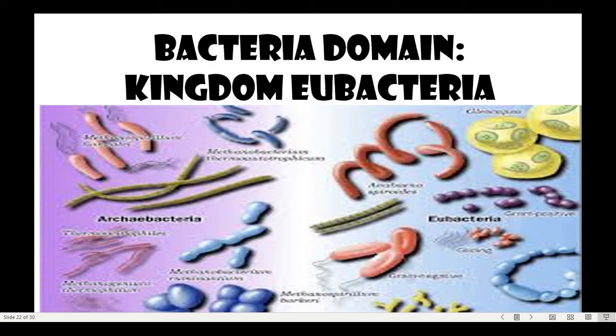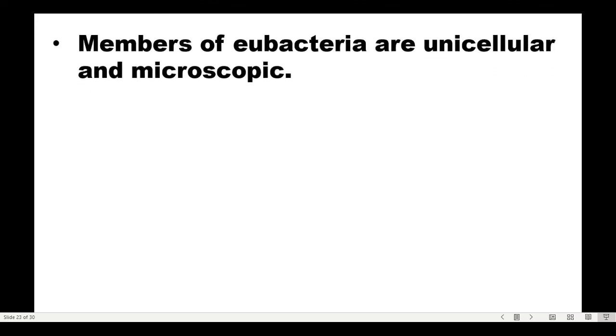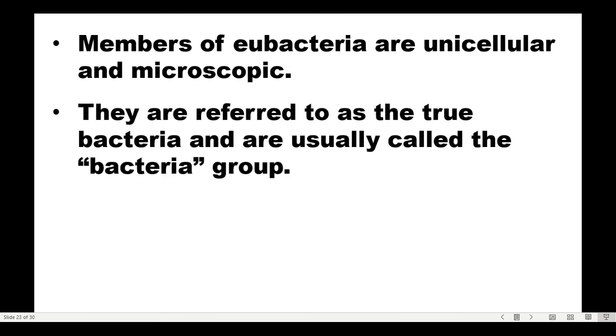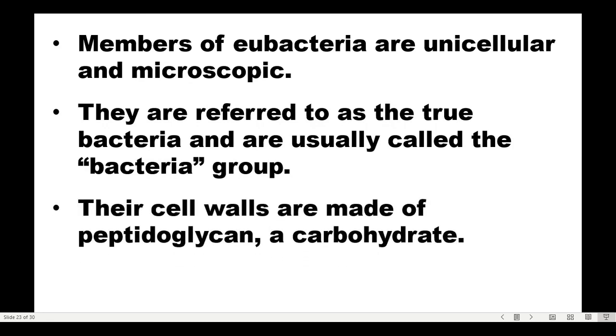Kingdom EuBacteria. Eu means true na bacteria. Members of EuBacteria are unicellular and microscopic. Unicellular, uni means as one or single. And ganun pa rin, microscopic pa rin sila. They are referred to as the true bacteria and are usually called the bacteria group. Their cell walls are made of peptidoglycan and a carbohydrate. Okay, so matibay-tibay kahit maliliit sila.